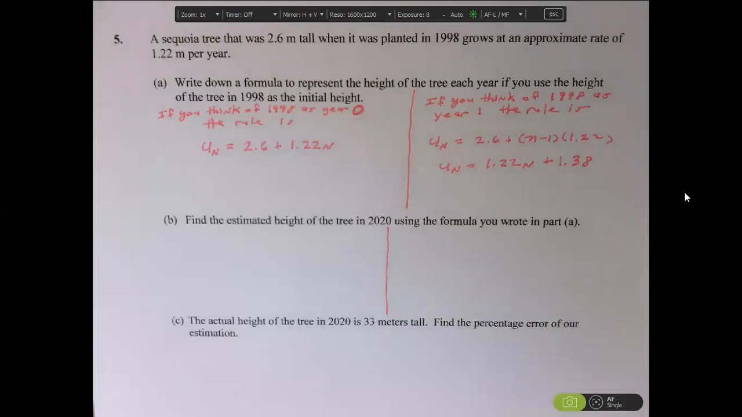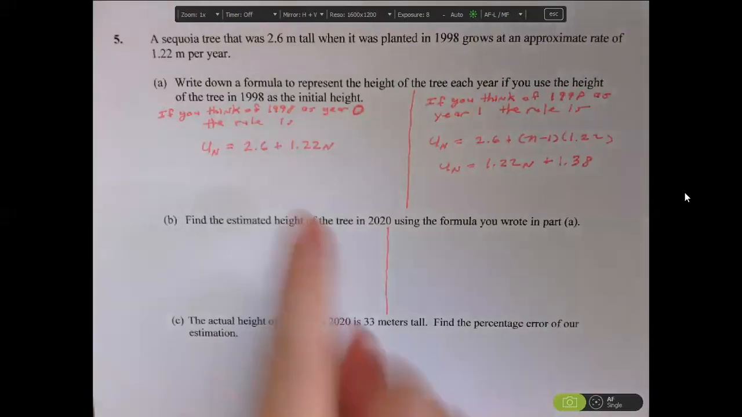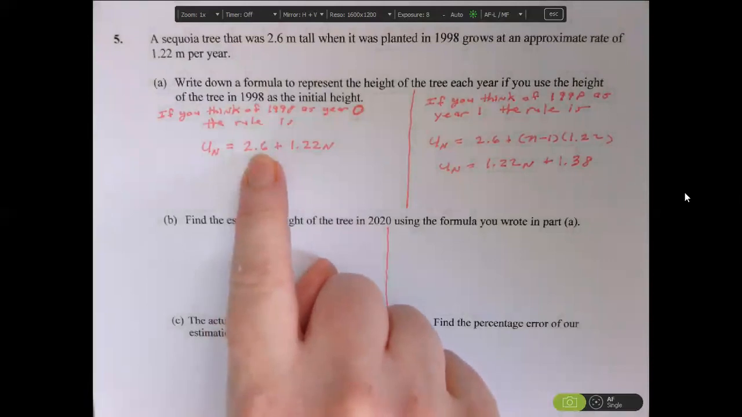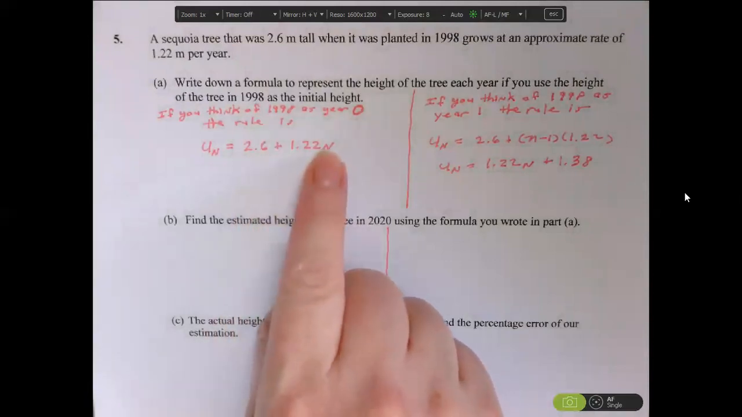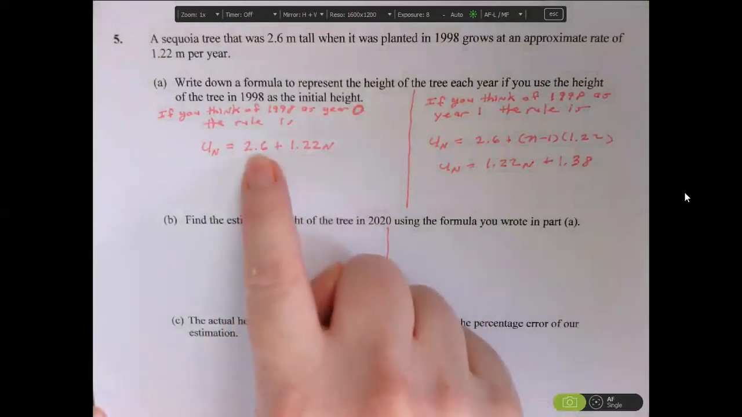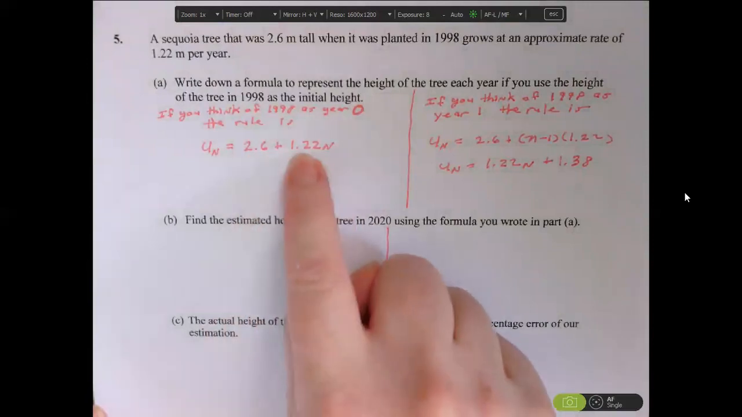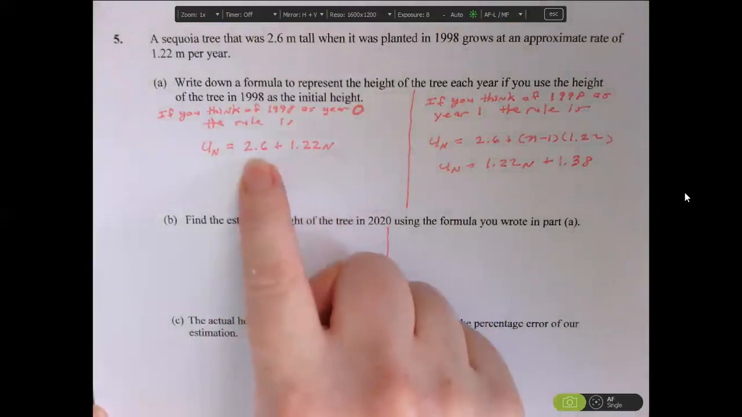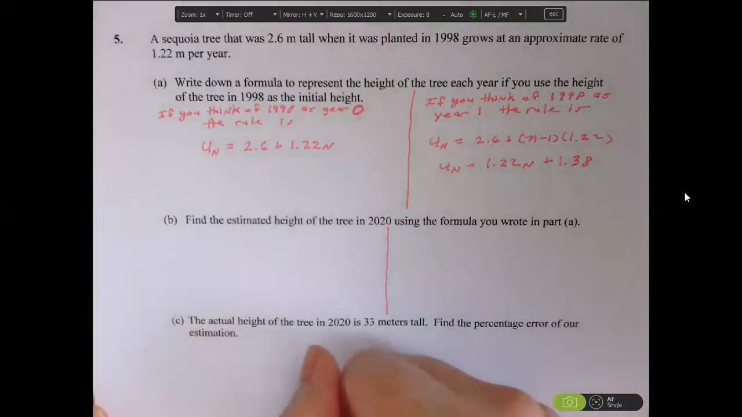If you think about that initial height as year zero, then the rule would be 2.6 plus 1.22n, because if I put 0 in for n, I get that it's 2.6 meters tall. And if I put 1 in for n, then it's 1.22 plus 2.6, which is, I can't do this in my head now, 3.82. So you get the idea.